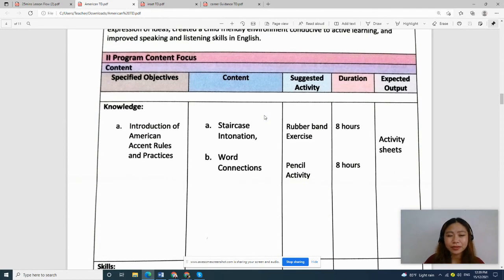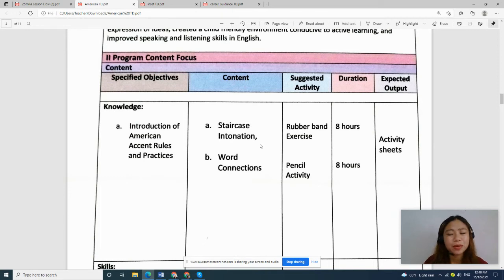Next, we have part two. We have programs and content focus. Of course, we have our objectives. As always, we have the knowledge, skills, and attitudes. This is the most important thing when we create our objectives.